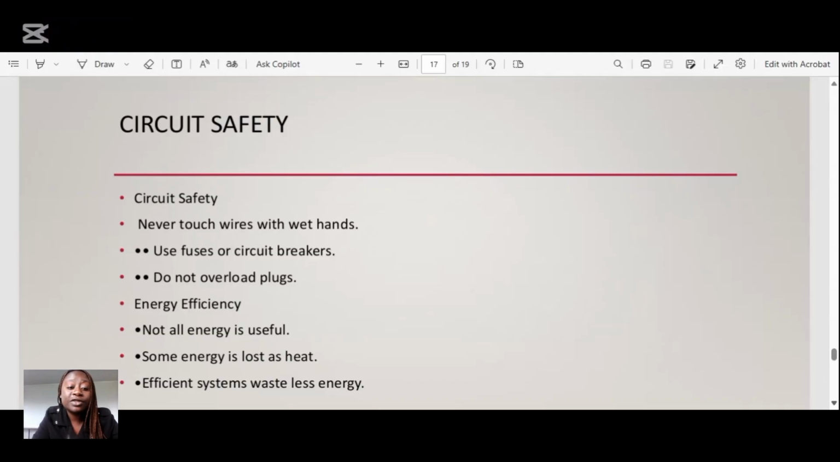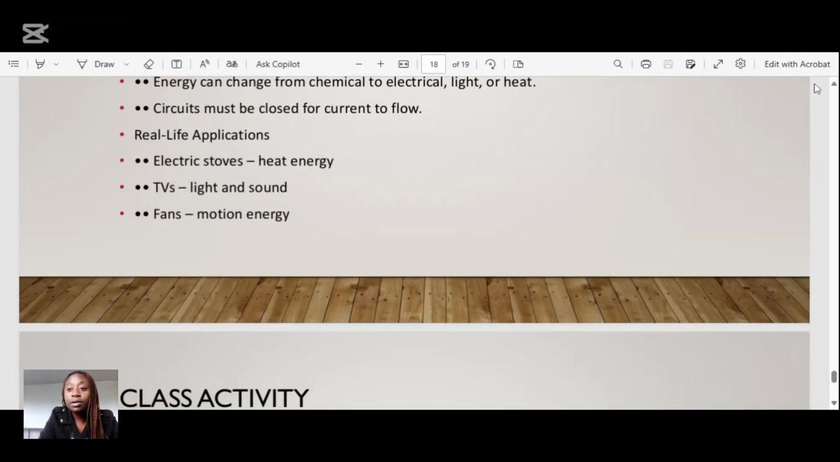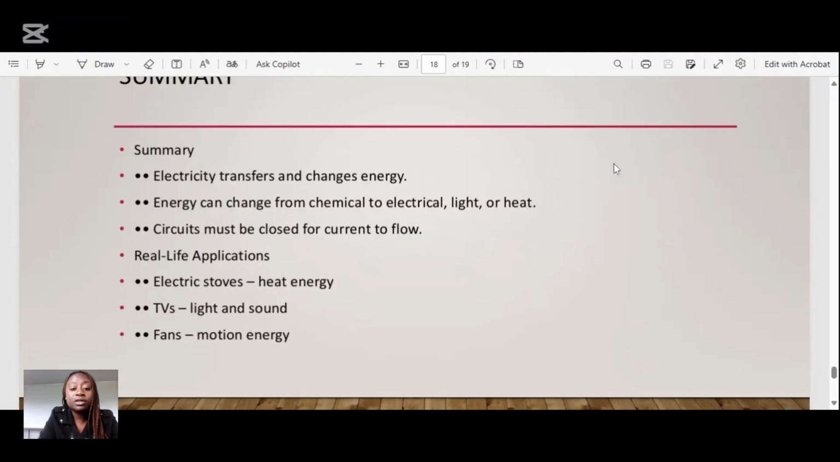And energy efficiency: not all energy is useful. Some energy is lost as what? As heat. An efficient system wastes less energy. And we have a summary of this topic. What we need to know: electricity transfers and changes energy. Energy can change from chemical to electrical, light or heat. A circuit must be closed for what? A current to flow.